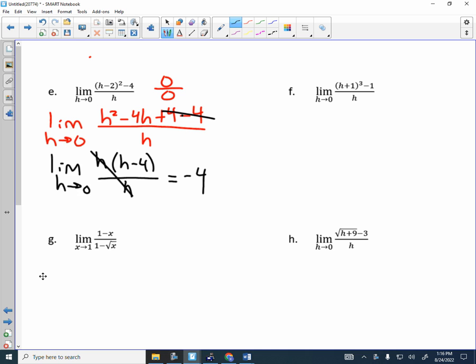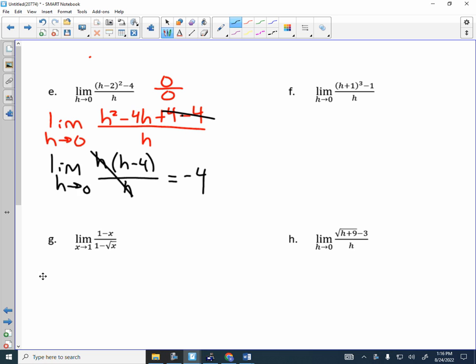(h plus 1) cubed. Oh boy. Really? We got to cube it? How do you cube something? You just do h cubed plus 1? No. That's actually how you factor the sum and difference of cubes.